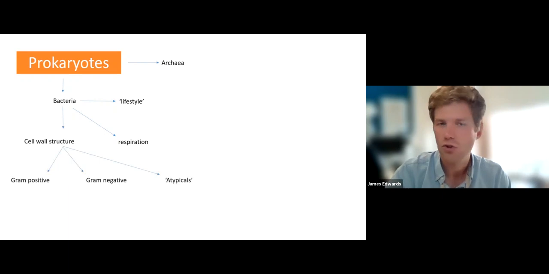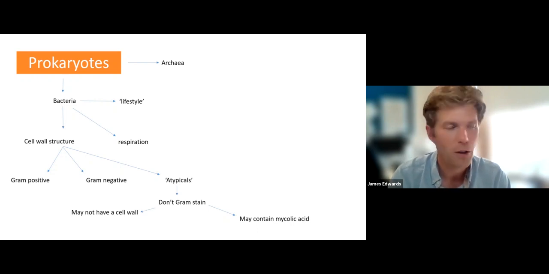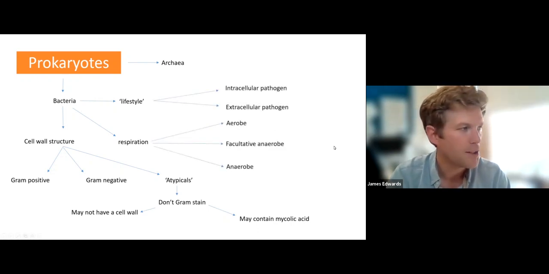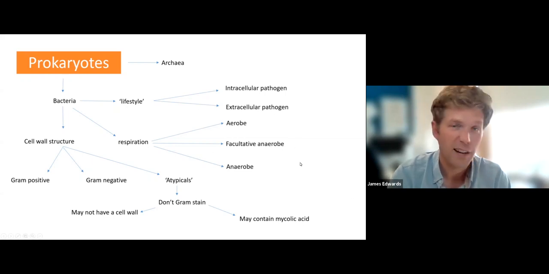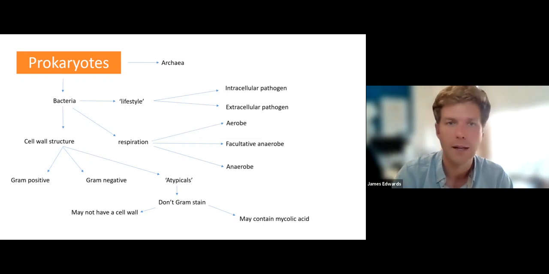So cell wall structure can again further be broken down to those 3 things. Atypicals, we can break that even down even further. And then we can start considering respiration. So the idea that there are some that can grow with and without oxygen, and facultative anaerobes that sit in the middle. They can actually cycle between potentially growing with oxygen and without, as and when the need arises.